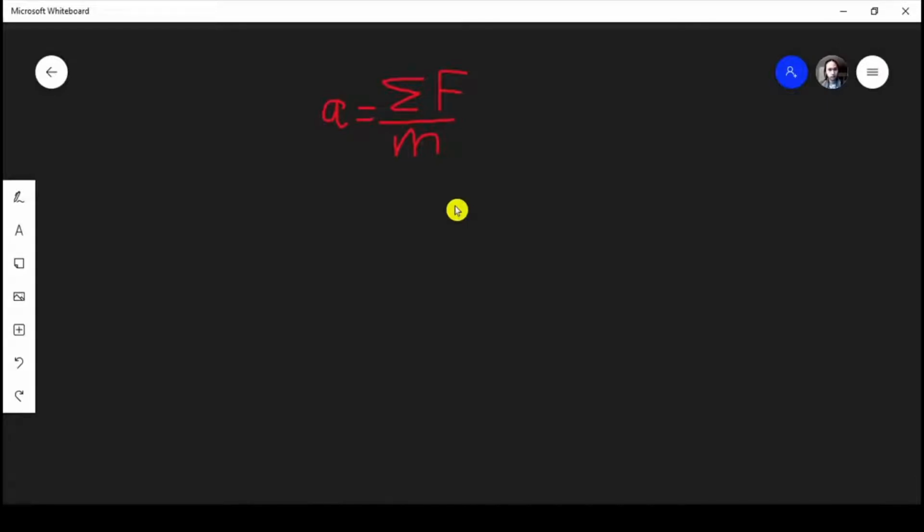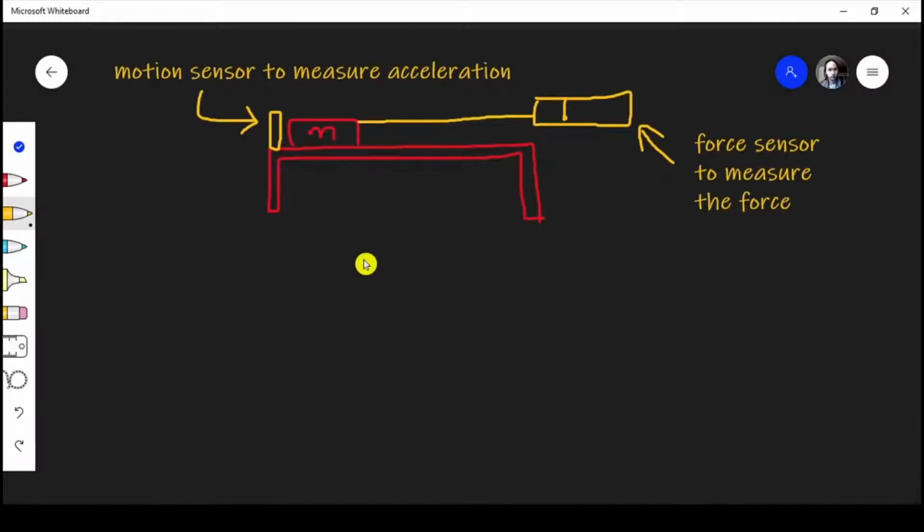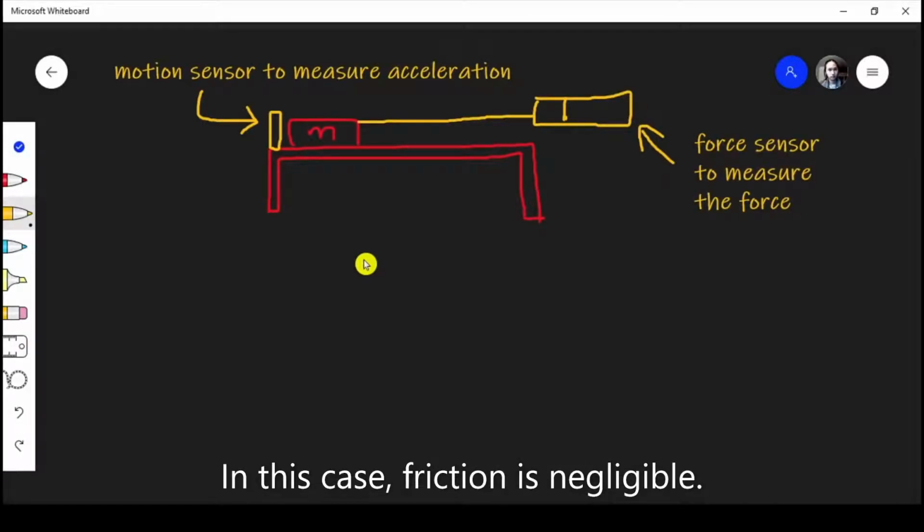This is the fourth equation in the equation sheet. Acceleration equals the net force divided by m. Let's go ahead and prove it. You have an experiment lab as seen.